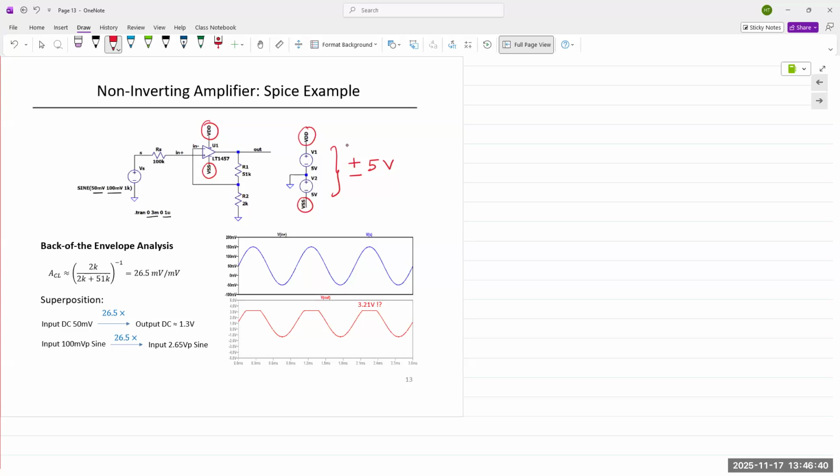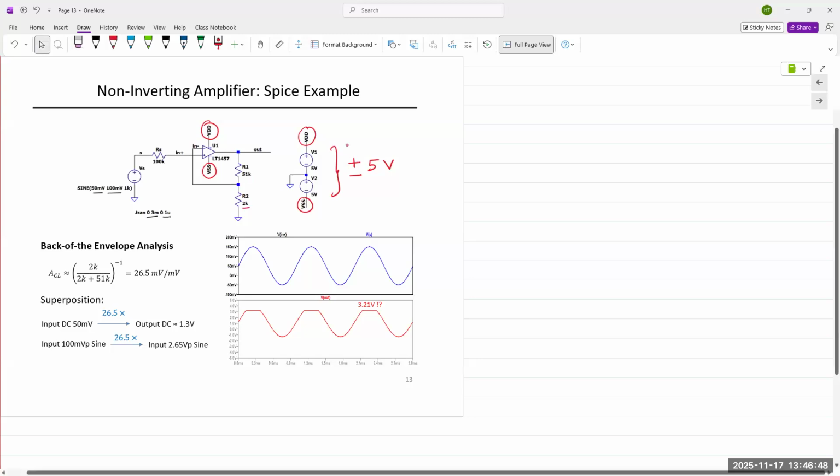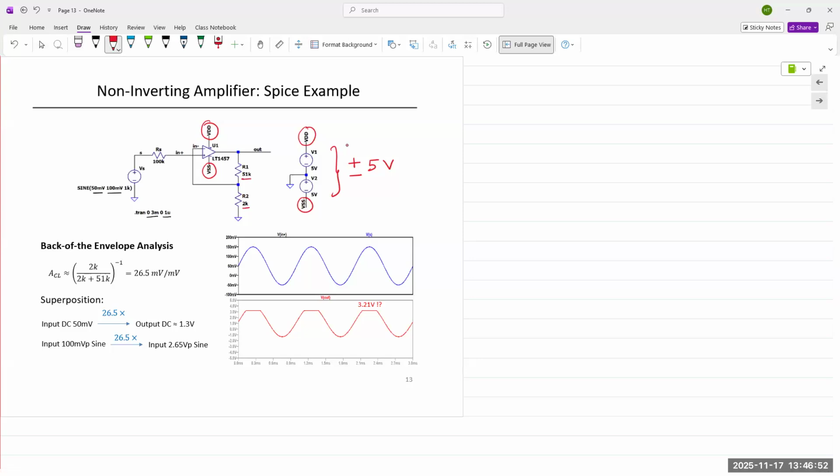All right, so we are designing an op-amp with 2 resistors, 51K and 2K. We calculate the gain from here, 1 plus R2 over R1. Well, you get 52 over 2, 26.5 is our gain. So any input we feed into the amplifier will be multiplied 26.5 times. If you're given 1 millivolt at the input, your output will be 26.5 millivolts.